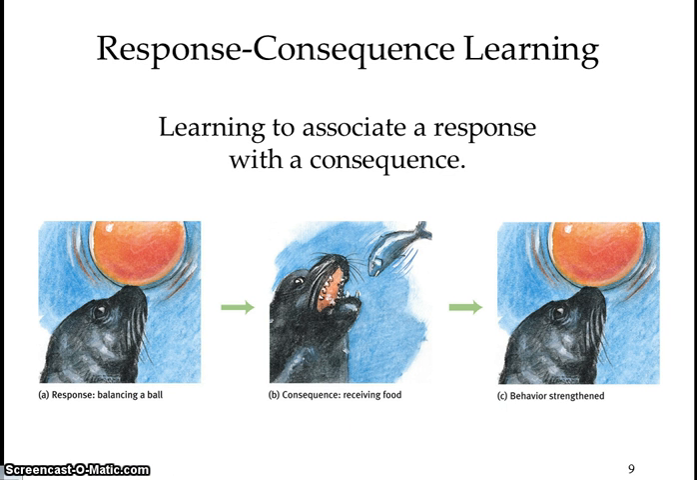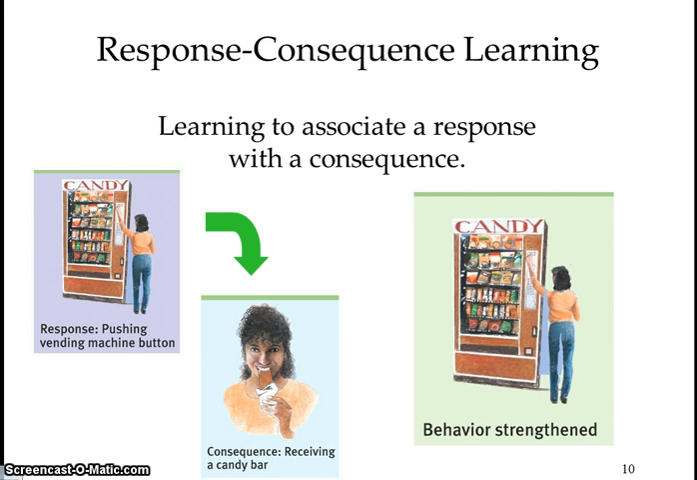Now response consequence learning is learning to associate a response with a consequence. Here the seal is balancing the ball on his nose. His trainer gives him a reward, the fish. Now every time he balances the ball on his nose, he's going to get the fish, and it strengthens the behavior. This is how dog training and everything like that works.